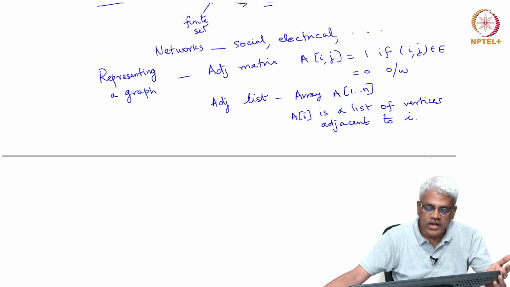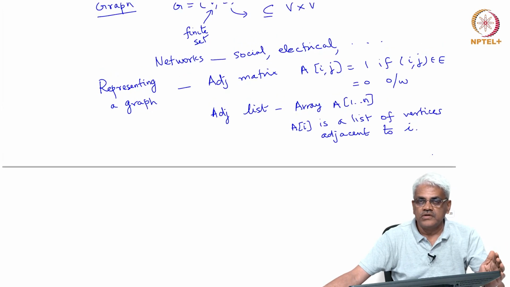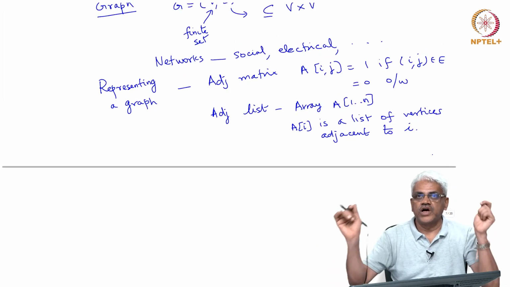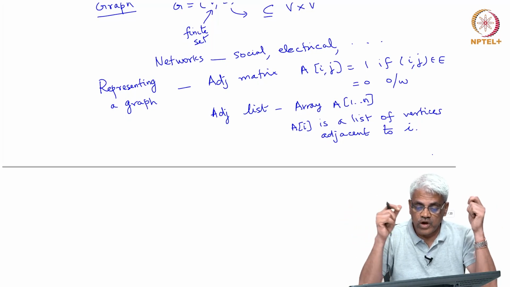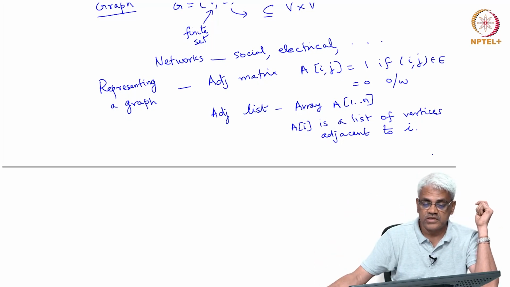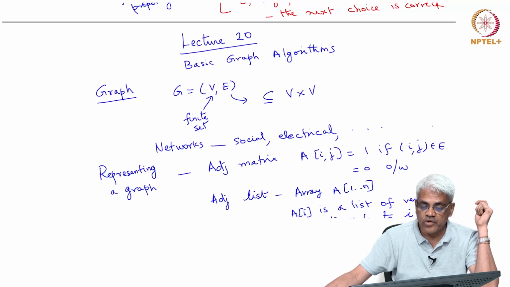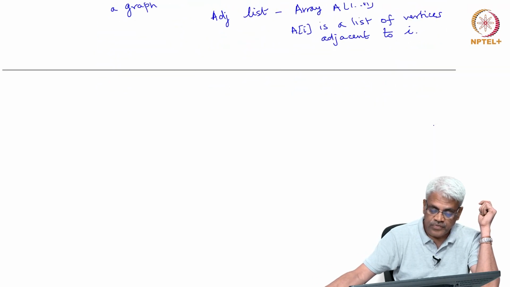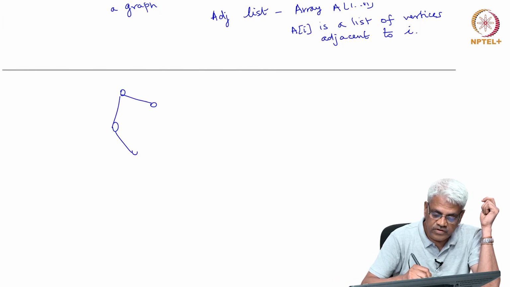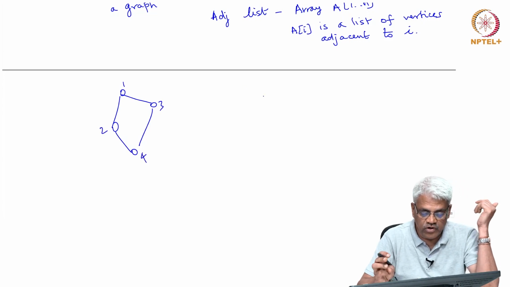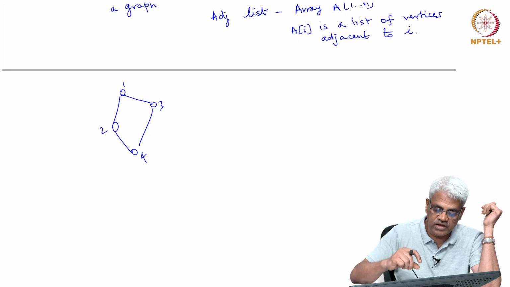Anytime I give you more than one way of representing something, you should ask the question, what is the advantage of one over the other? What is one good for and what is the other good for? So, let's do a small example. If this is my graph, my vertex set is 1, 2, 3, 4, and the edge set is 1 2, 1 3, 3 4, 2 4.